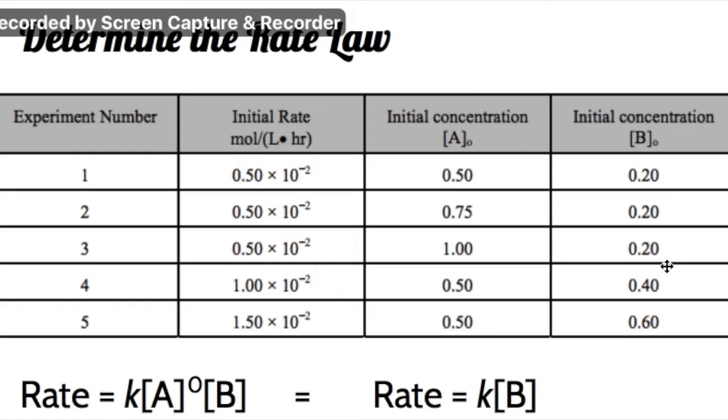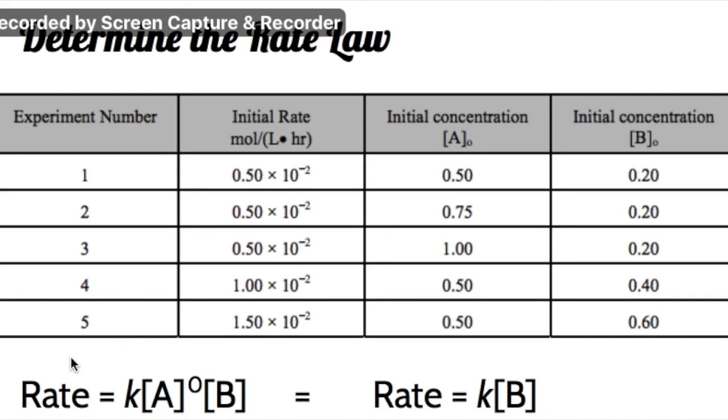And then looking at B, we saw that when A was changed, but again, it doesn't matter that A was changed because A won't change the rate law as we already found. When B was doubled over here, the initial rate was doubled. And then again, when B was tripled, going from 0.2 to 0.6, the rate also tripled. So from this data, we can conclude that B is raised to 1.